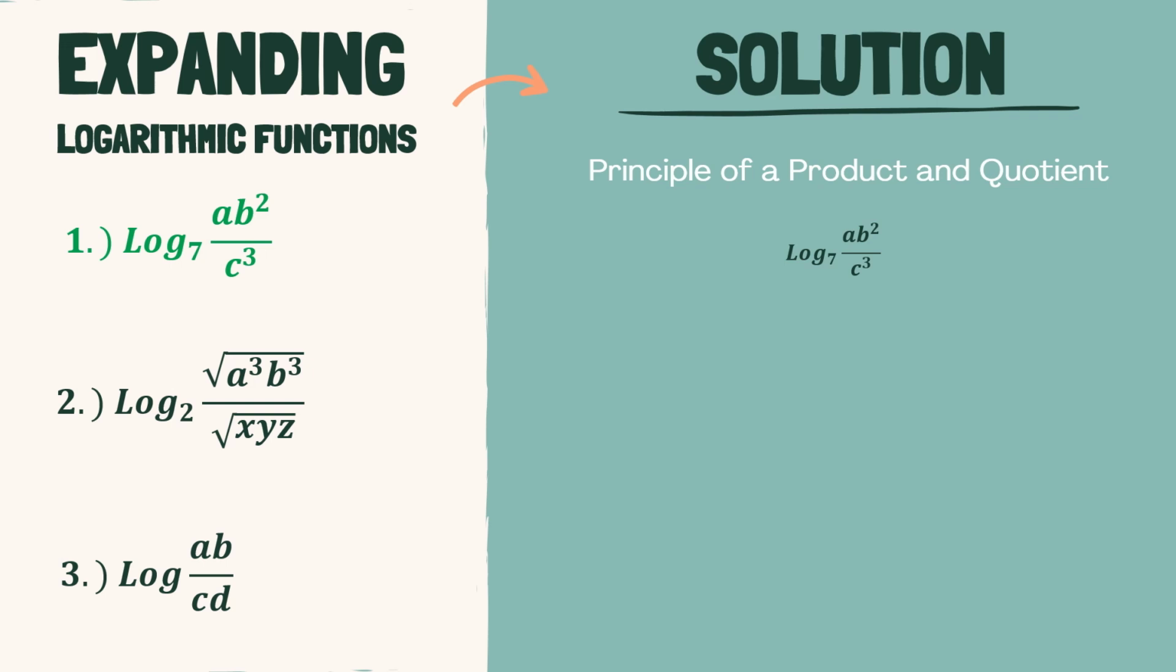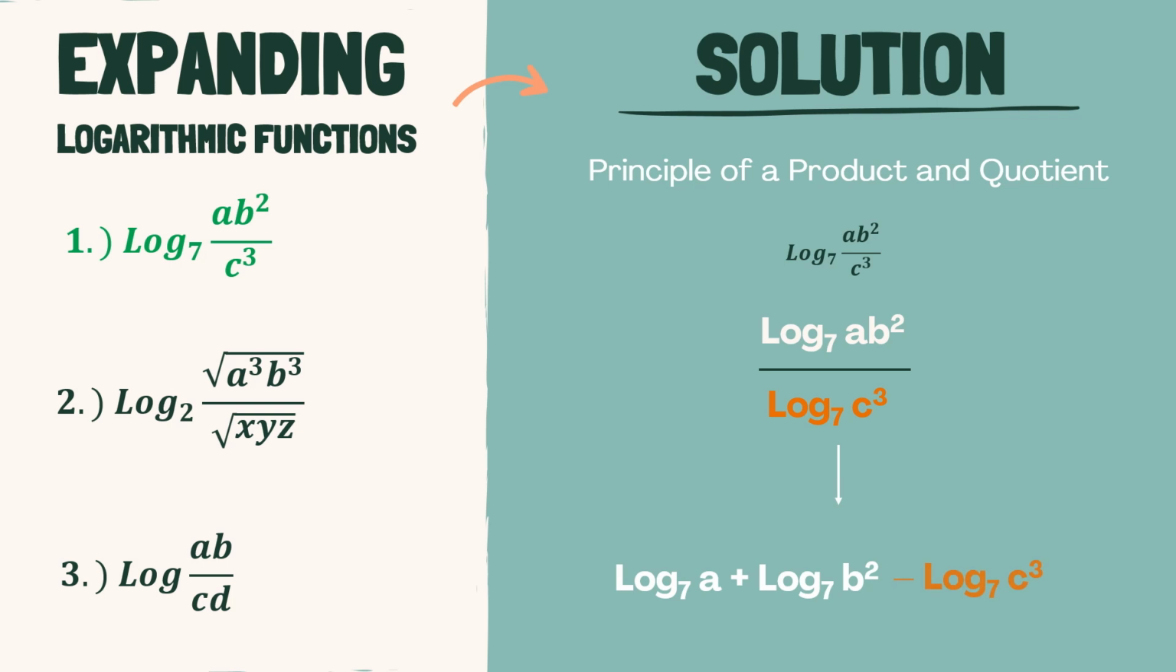When expanding, focus on the numerator first. A and b squared are both in the numerator, so it becomes log base 7 of a plus log base 7 of b squared. Now for the denominator, which is c cubed, it becomes log base 7 of c cubed. And now the answer will be log base 7 of a plus log base 7 of b squared minus log base 7 of c cubed.